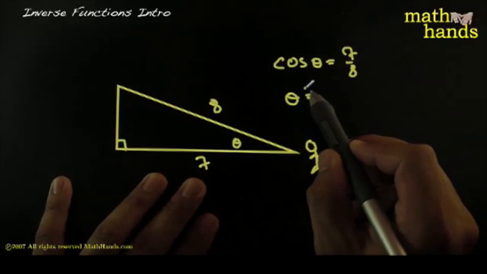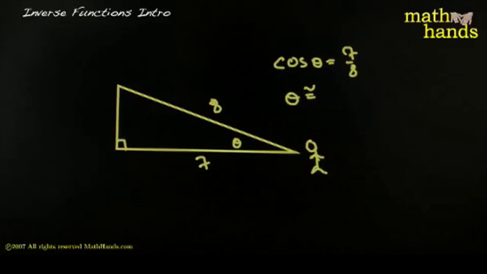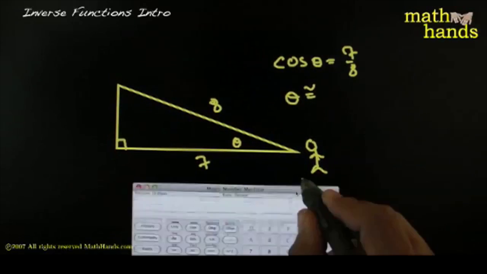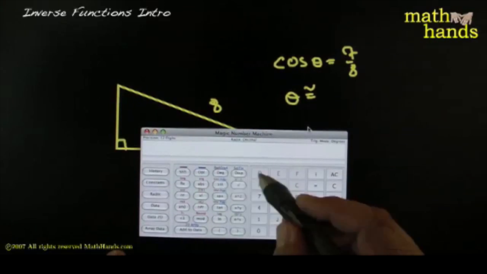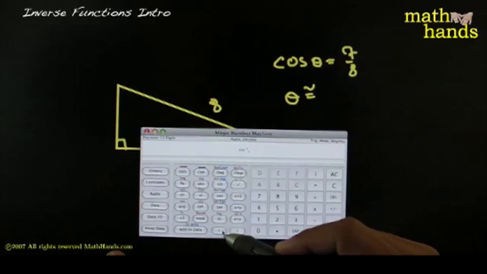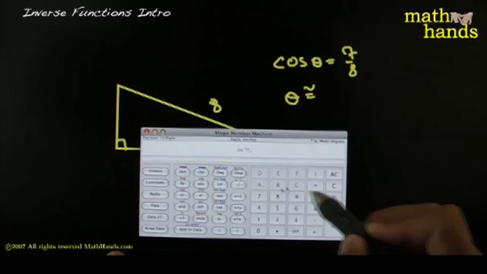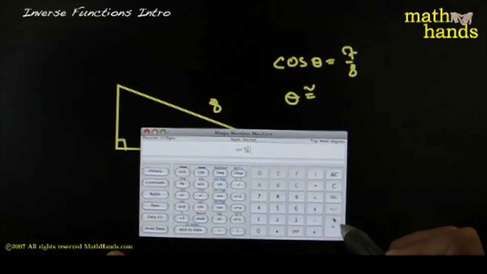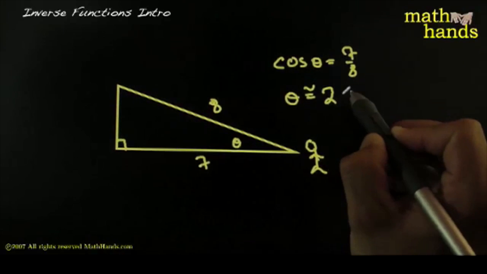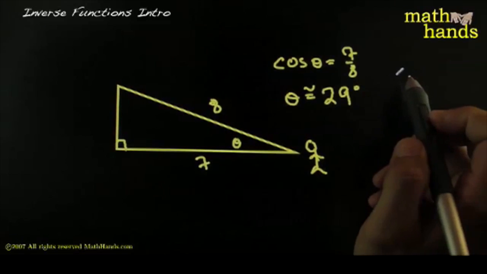So theta would be approximately, again, you would use a little magic number machine. Clear everything. Then I'm going to do shift cosine, that's the cosine inverse function. Then I'm going to do 7 divided by 8, then close the parentheses, then hit equals, and it gives me approximately 29 degrees. See that? I told you.